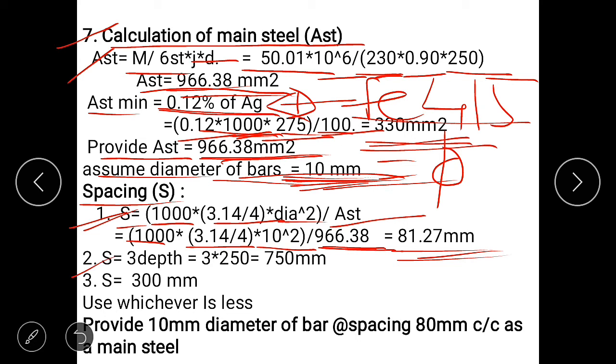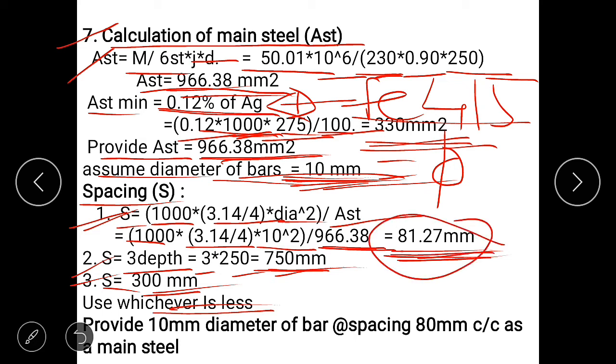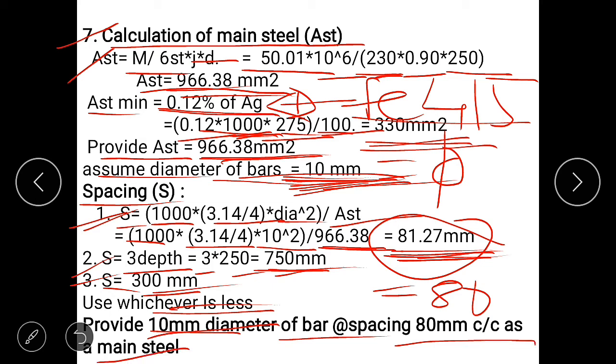The second criterion to calculate spacing is 3 into d. 3 into depth, which is 250, so here 750. And the third criterion is 300. From 300, 750 and 81.27, use whichever is less. 81.27 is less, so consider 80 mm. So provide 10 mm diameter of bar, which we assumed, and spacing is 80 mm center to center as the main steel.